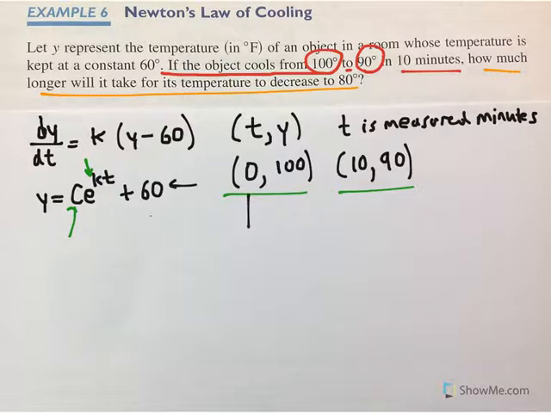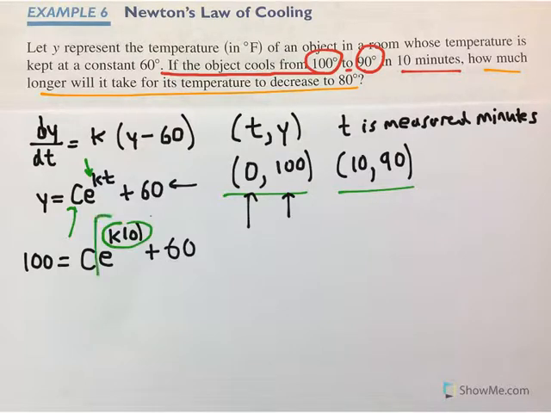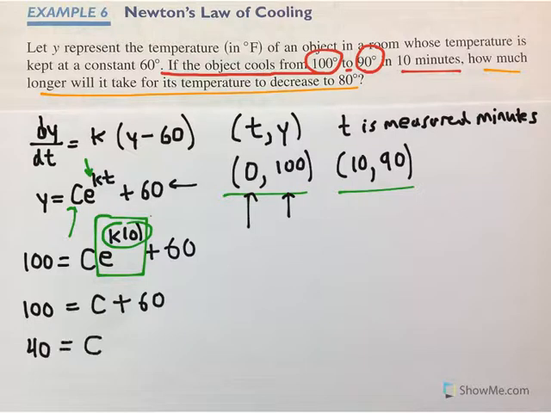So you will begin by substituting 0 for t and 100 for y in the general solution. So substitute 100 for y and 0 for t. So I have c times e to the k times t, k times 0, plus 60. Now, k times 0 is 0, so you have e to the 0, which is 1. So that gives me 100 is equal to c times 1, or c plus 60. And when you solve for c, you subtract 60 from both sides of the equation. 100 minus 60 is 40. So you get c is equal to 40.